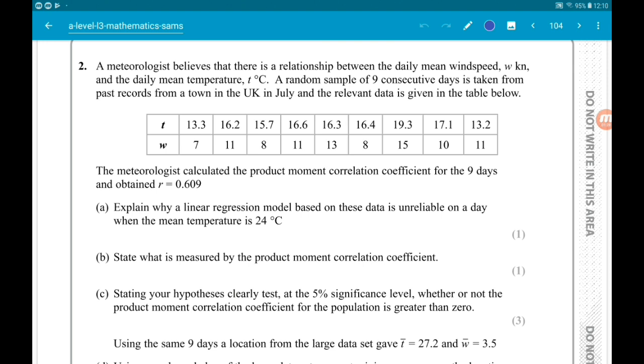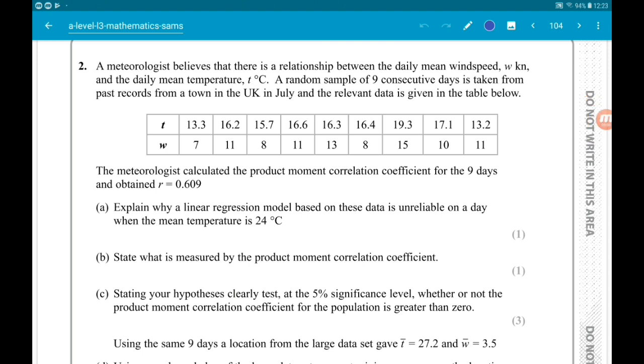But B wants us to state what is measured by the product moment correlation coefficient. So that measures the link between the two variables. So here it's the strength of the link between W and T.